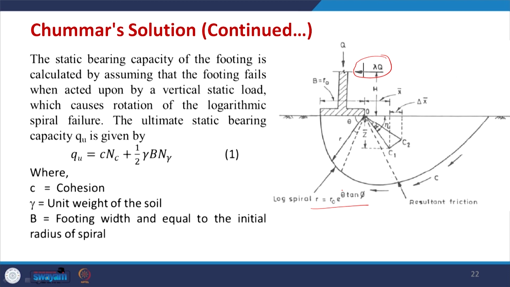Let me explain again what you have here. From here to here is the logarithmic spiral, and its equation is given by r equal to r naught. What is r naught here? r naught is nothing but the width of the footing B. So, the radius of this logarithmic spiral is the same as the width of the footing, and the value of r naught is already known. As the value of theta changes as shown in this figure, the small r will change, and you can find the value of r using this. In this figure everything is explained except x bar and delta x, which we will discuss later.